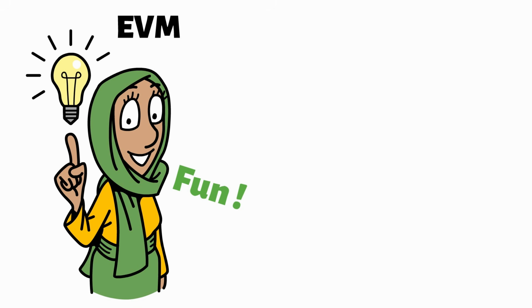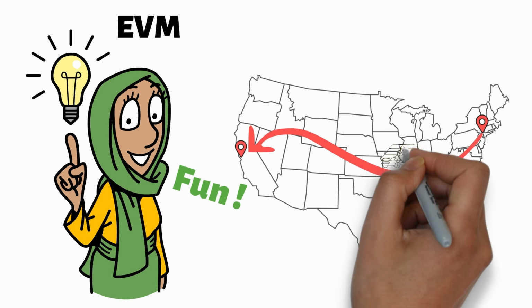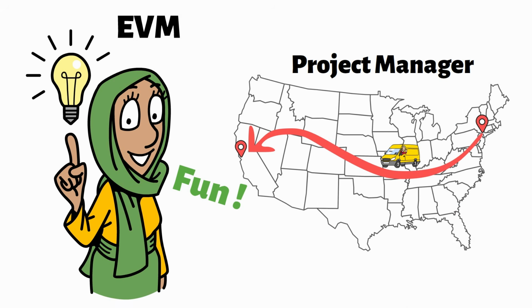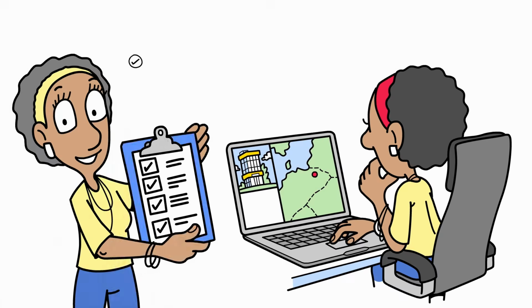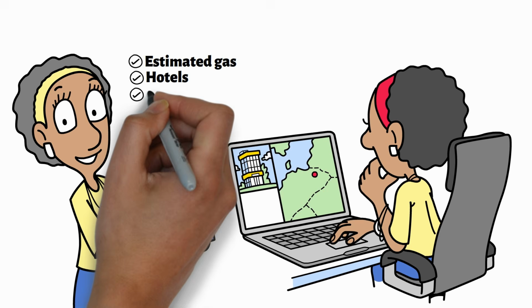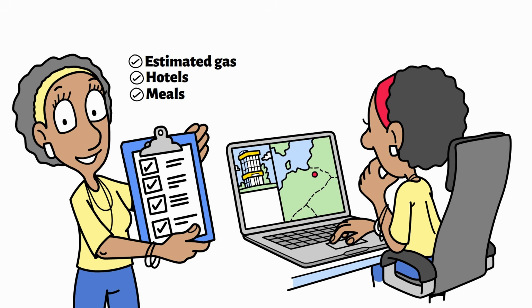Today, we're not just crunching numbers, we're going on a cross-country road trip from New York to San Francisco, and you are the project manager. You've planned the trip carefully, mapped the route, estimated gas, hotels, and meals. You're excited, ready, and fully in control.